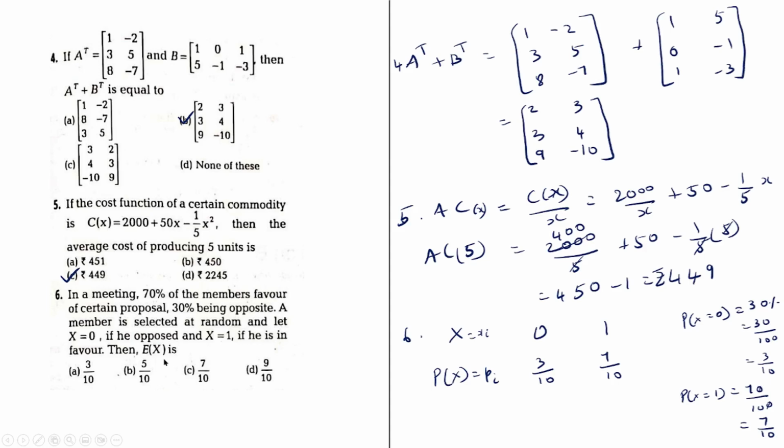Now we have to find the expectation of X. We know that expectation of X is equal to the sum of xi pi. So it is 0 into 3 by 10, which is 0, plus 1 into 7 by 10. So the answer is 7 by 10. The correct option is option C, 7 by 10.